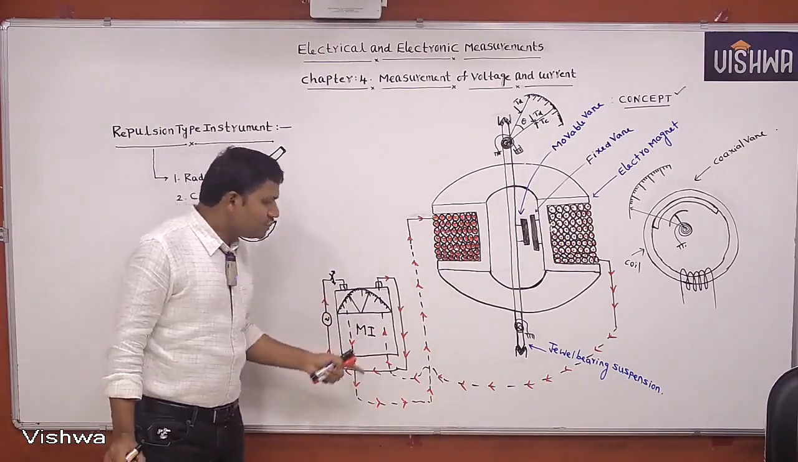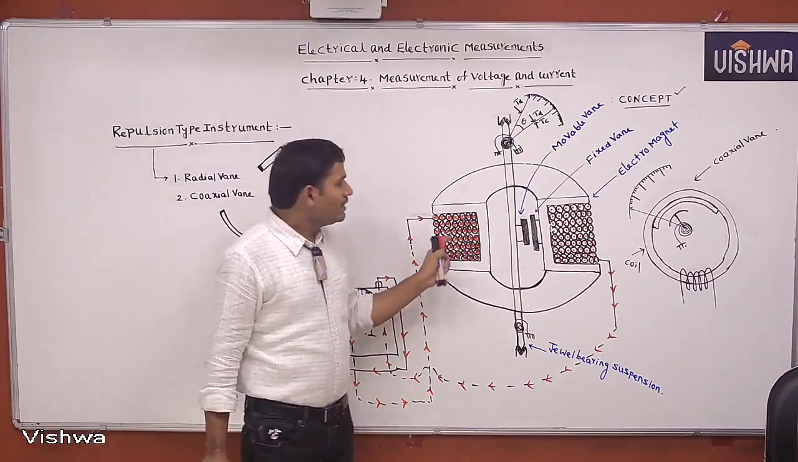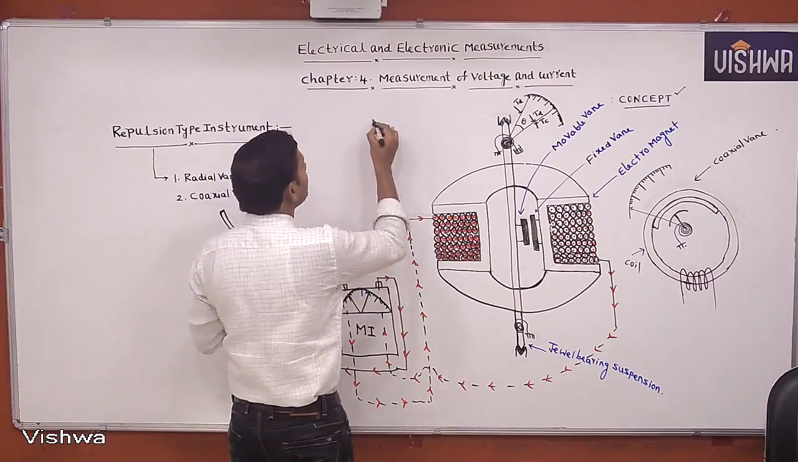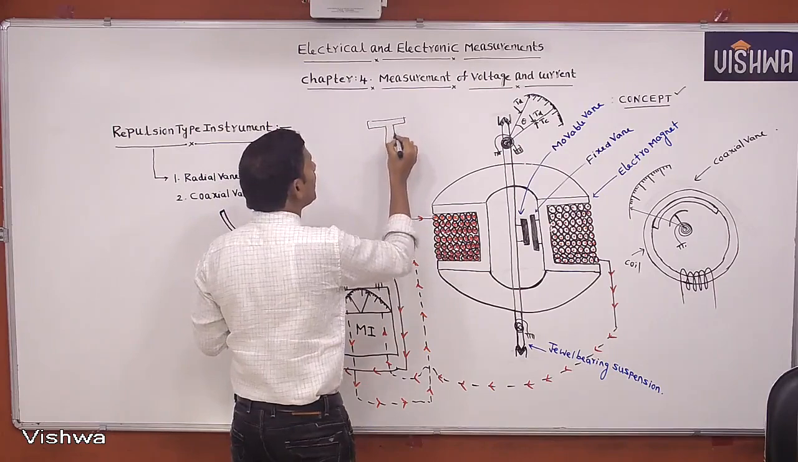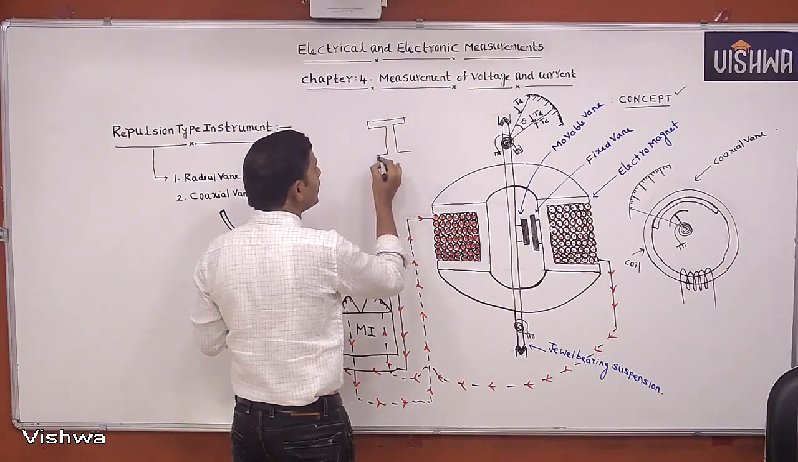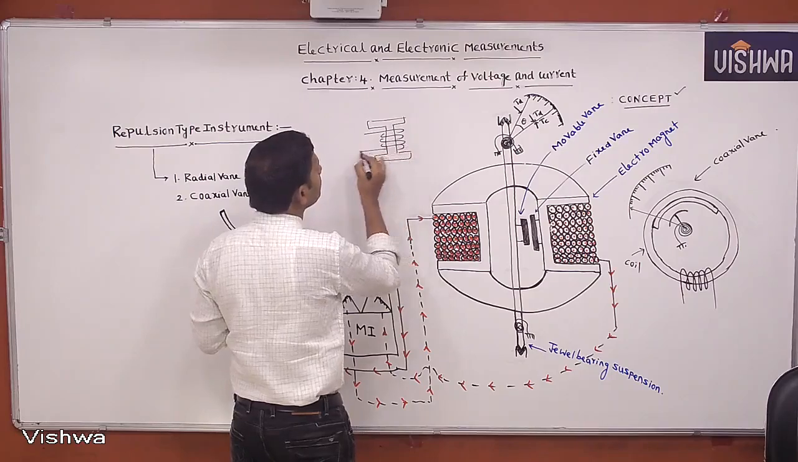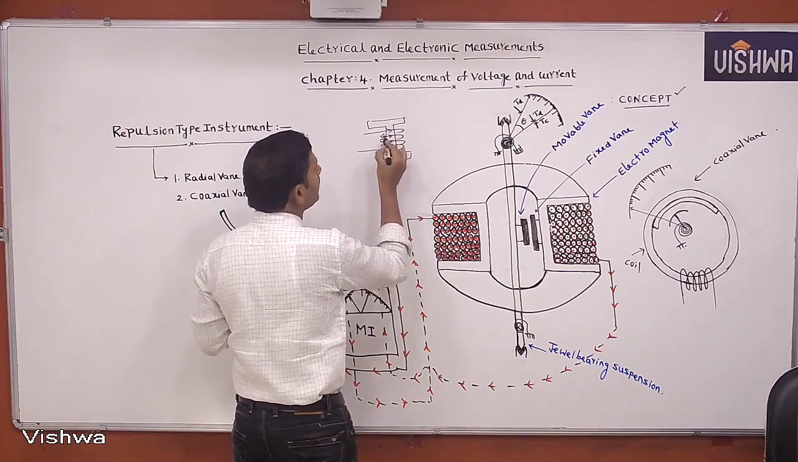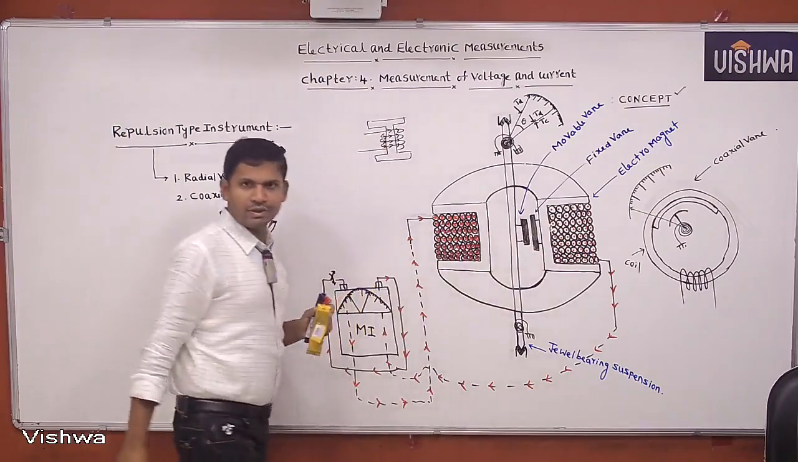Whenever supply is switched on, this electromagnet will be magnetized. This I am representing like this. You know this. This is one representation of an electromagnet. This is an I-shaped electromagnet. Dot, cross: current entering, leaving, entering, leaving. Like this we are representing.